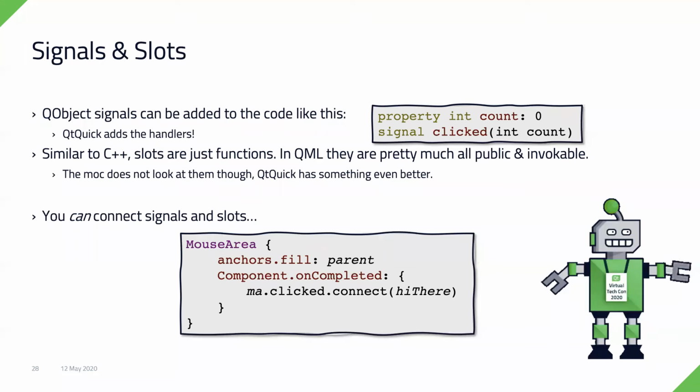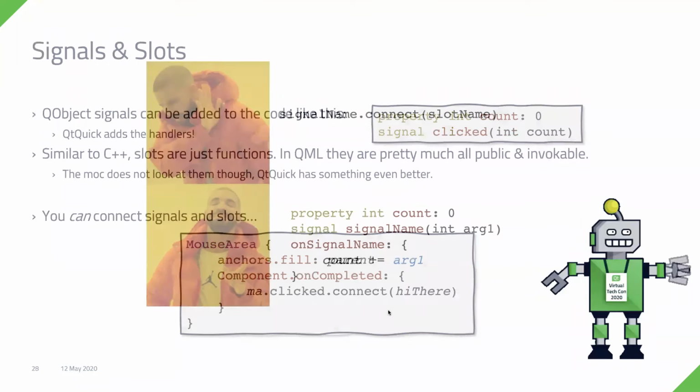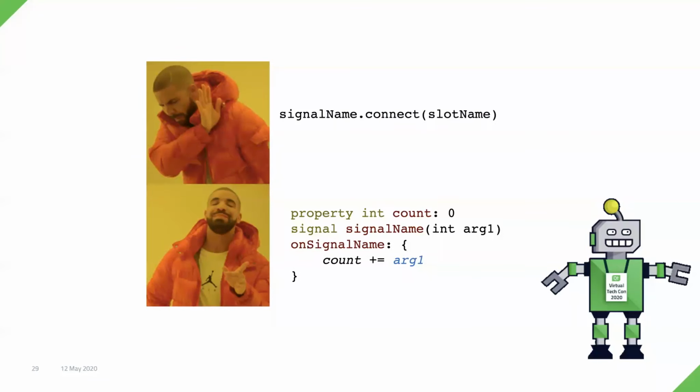The meta object compiler doesn't look at the function. So if you create a signal in QML, it's not handled by the meta object compiler. You can connect signals and slots. Each signal does have a connect function, as you can see here. The clicked is, of course, a signal coming from a mouse area. You can connect that clicked signal up to the function hi there, for example. We don't particularly recommend that because that's kind of an imperative way of doing it. So signal name connect, don't recommend that.